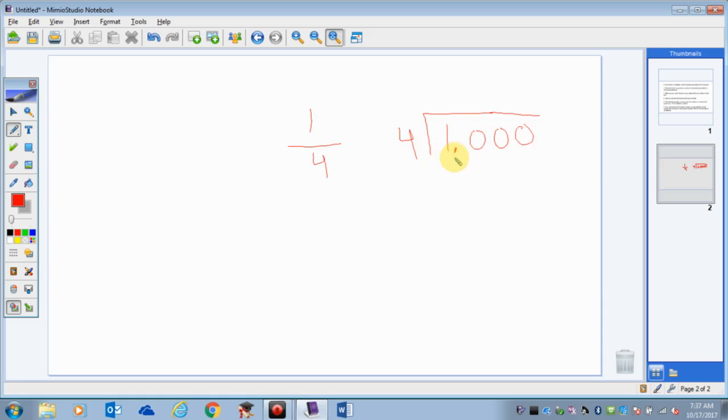4 will not go into 1, but I have a decimal here, so I'm going to go ahead and put it up here. So 4 will go into 1, it will not, so I'm going to put an X. 4 will go into 10 2 times. 4 times 2 is 8. 10 minus 8 is 2. Bring down my 0. 4 will go into 20 5 times. 4 times 5 is 20. And I get my 0. So it terminates when I get my 0 down here. So my answer for this right here is 0.25.